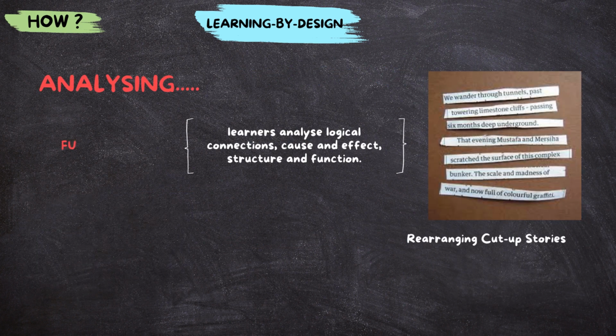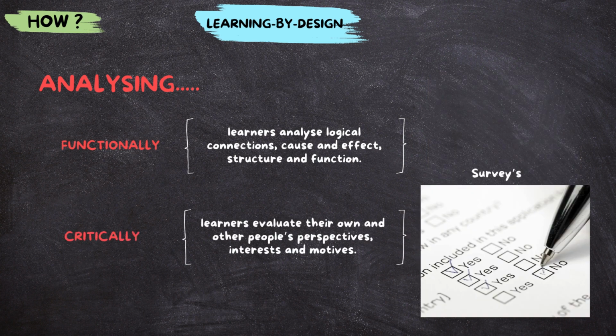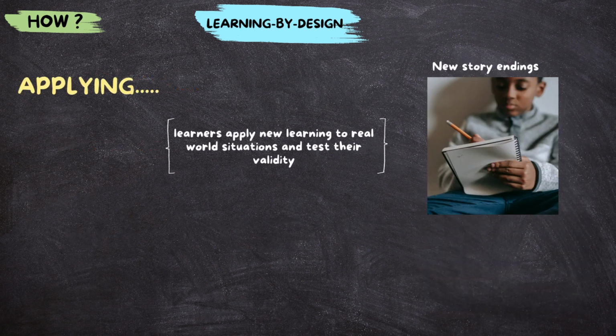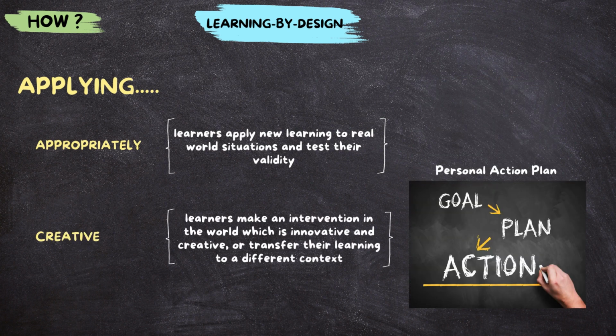Analyzing. When learners are analyzing functionally, they analyze logical connections, cause and effect, structure, and function. When learners are analyzing critically, they evaluate their own and other people's perspectives, interests, and motives. Applying. When learners are applying appropriately, they apply new learning to real-world situations and test their validity. When learners are applying creatively, they transfer their learning to different contexts.